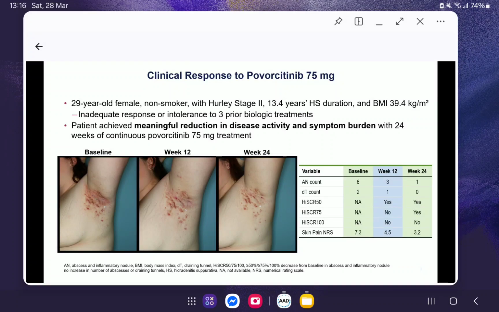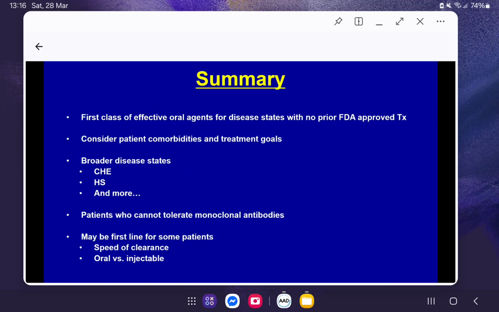It's a picture of these patients' scarring tunnels and fistulas in their underarms. So, in summary, so much happening in the world of JAKs, HS, hand eczema, atopic dermatitis, vitiligo, TYK2 for psoriasis, and HS is on the horizon.